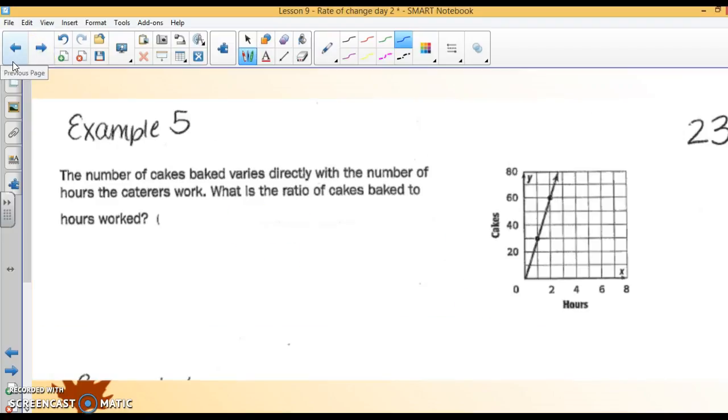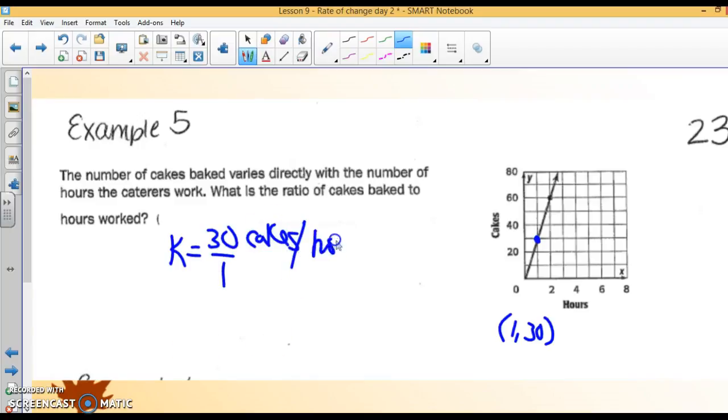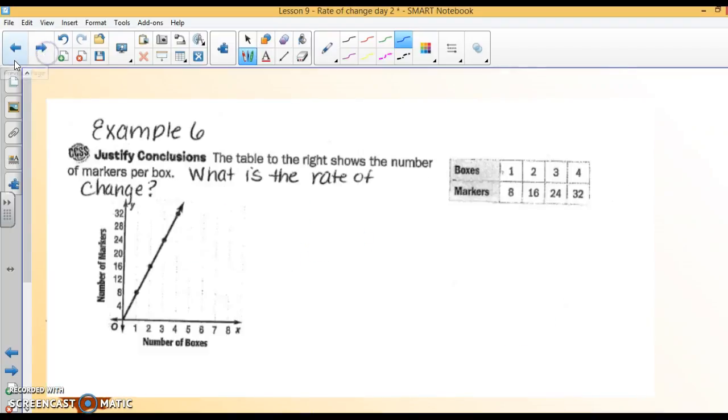The number of cakes baked varies directly with the number of hours the caterers work. What is the ratio of the cakes baked to the hours worked? Well, let's look at X is 1 again. We go up here, (1, 30). So, what is our ratio? K is 30 over 1, or 30 cakes per hour. Remember, in a graph, it is always located at X is 1 if it is a proportional graph.